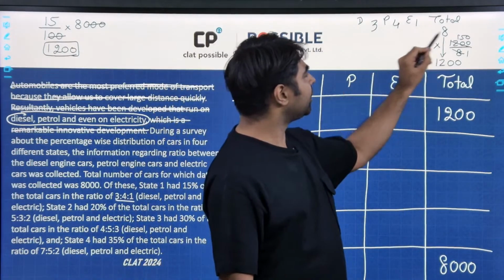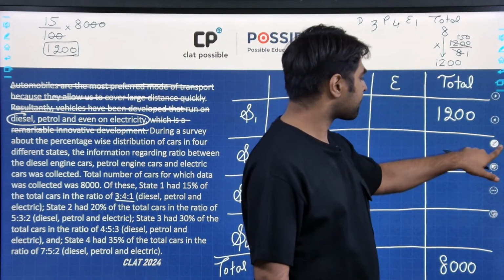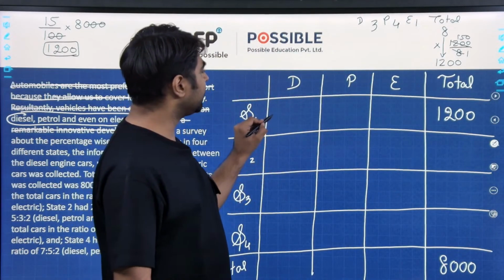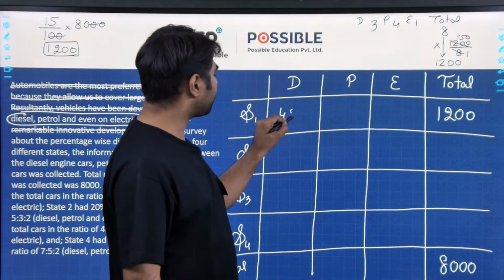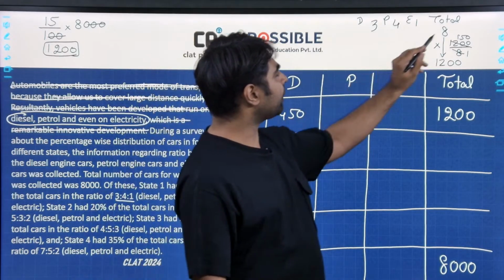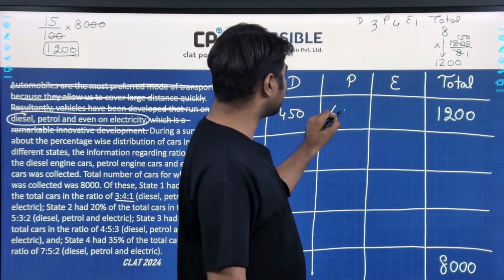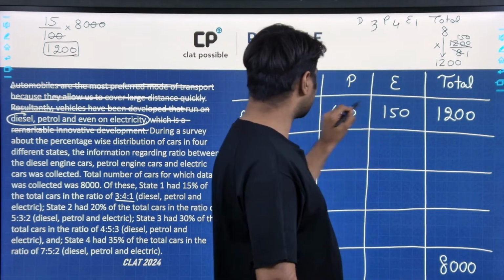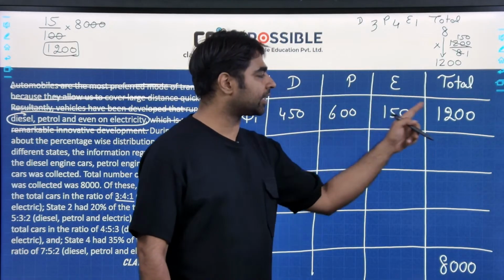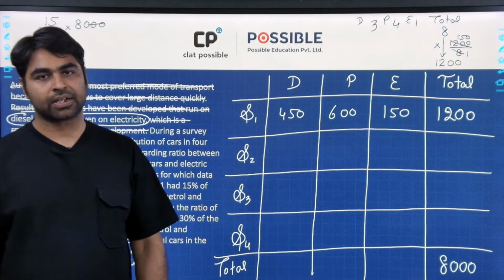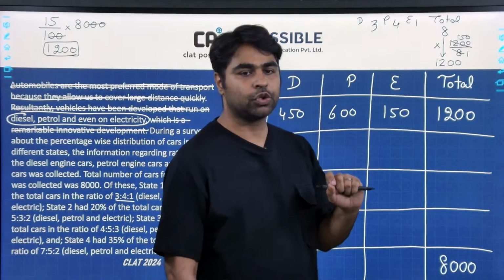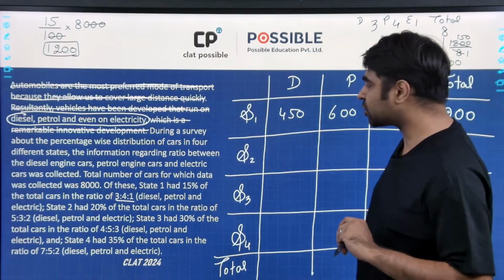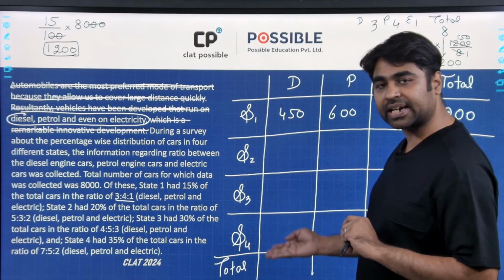So 150 into 3 will become 450. 150 into 4 will become 600. 150 into 1 will become 150. So 450 and 150 is 600, 600 and 600, 1200. So that is the first part. The same concept you will have to use in all the 4 states that are given to you.